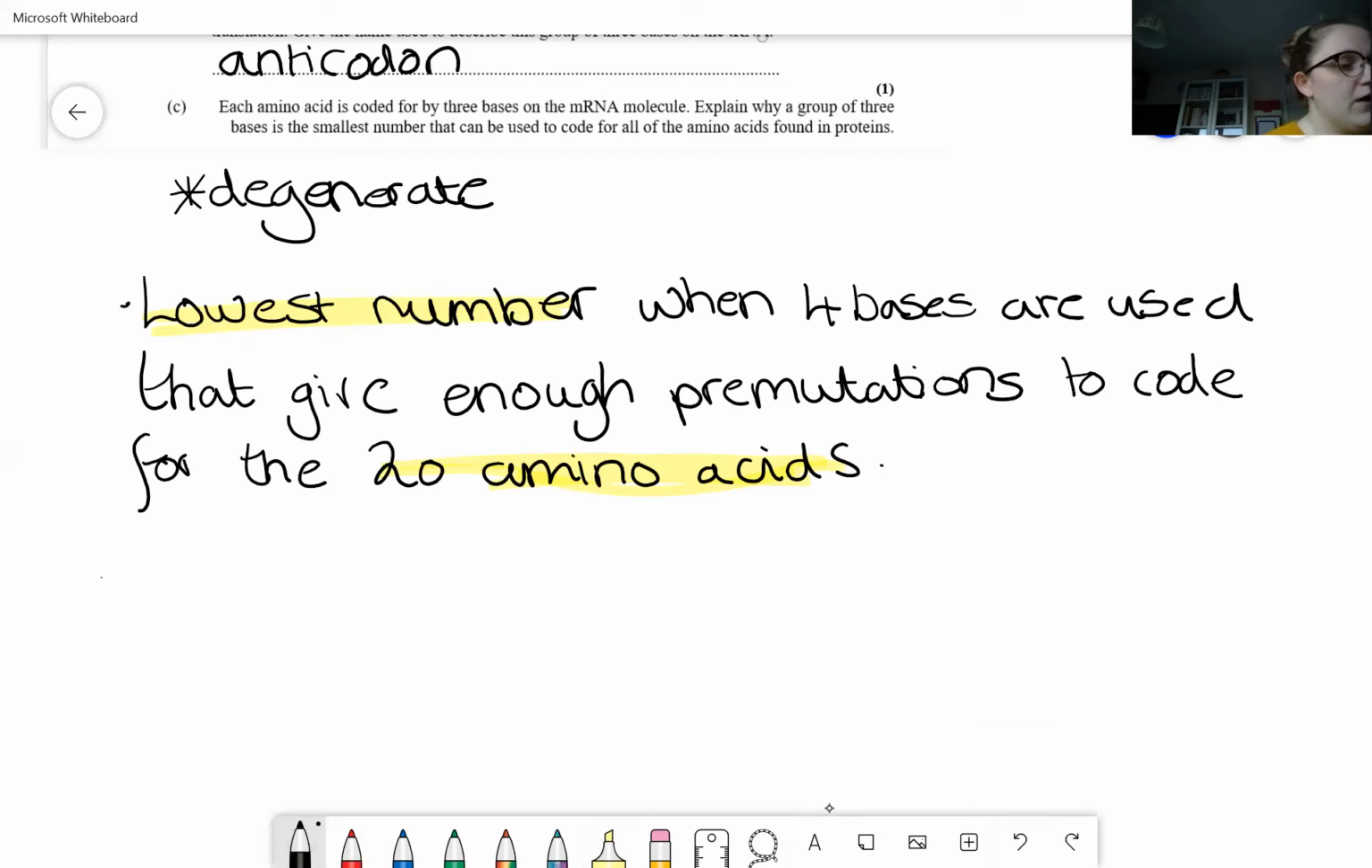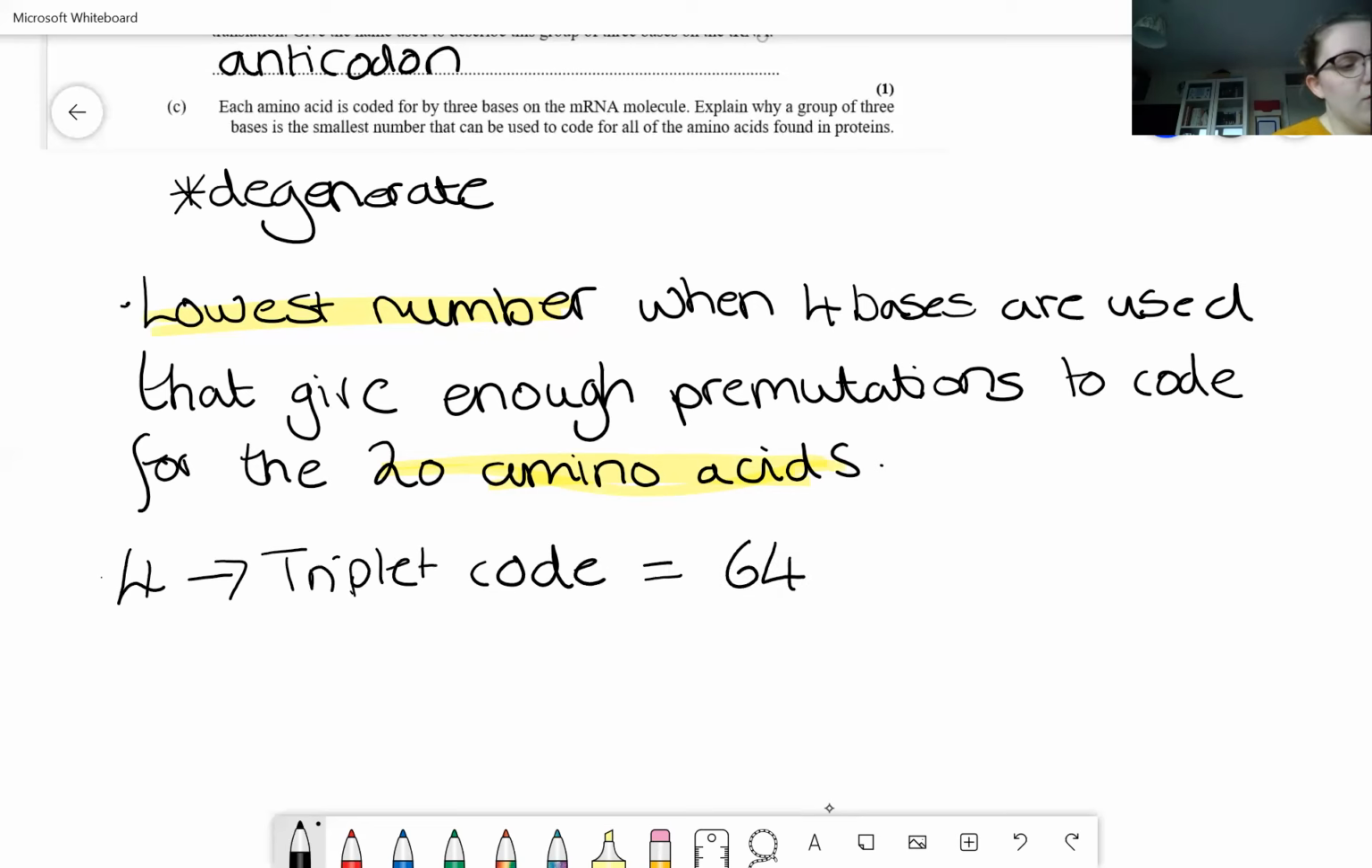Then we're going to say, okay, when we've got 4 lots of bases and we're going to do them in the triplet code, when we do 4 bases in a triplet code, we end up, like we said yesterday, with 64 permutations. So we end up with more. So: lowest number when 4 bases are used that give enough permutations to code 20 amino acids.